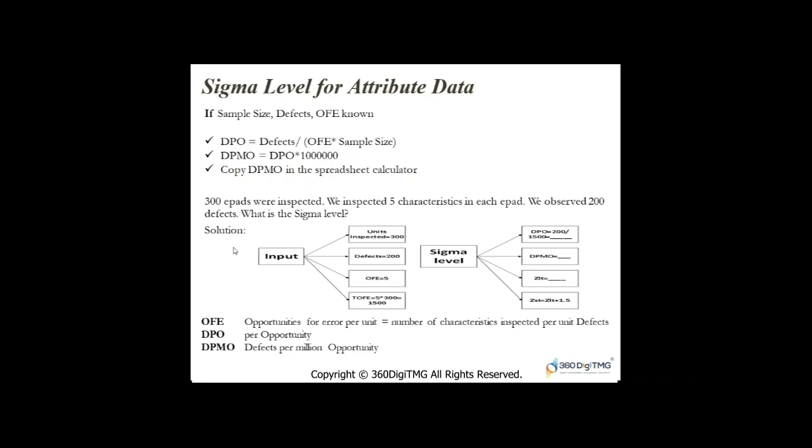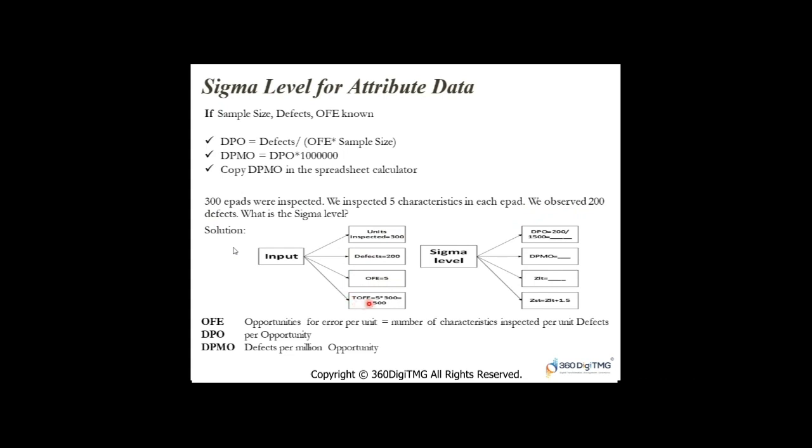Let us understand this case study. There are 300 EPADs which were inspected. And you have inspected 5 characteristics in each EPAD. And you have observed 200 defects. What is the sigma level? So what are the things which are given to you already? Number of units inspected, it's 300, which is given in the case study. How many defects do you have? 200 defects, which is also given in the case study. Opportunities for error is equal to 5, which is given in your case study.